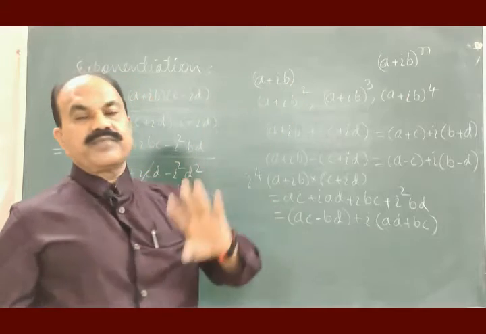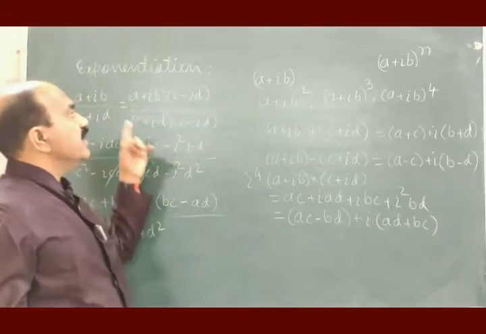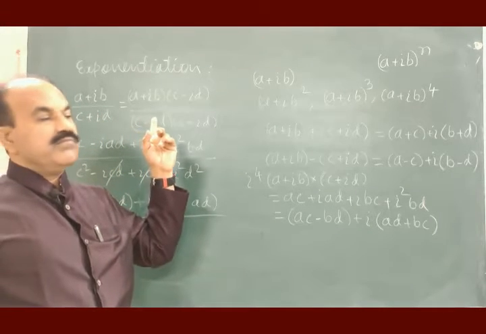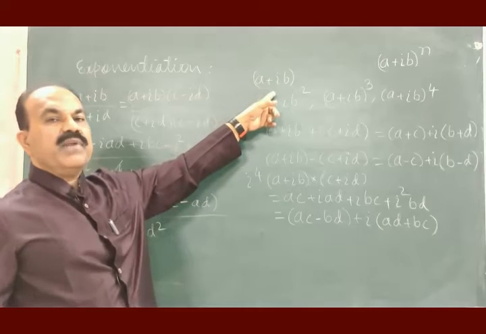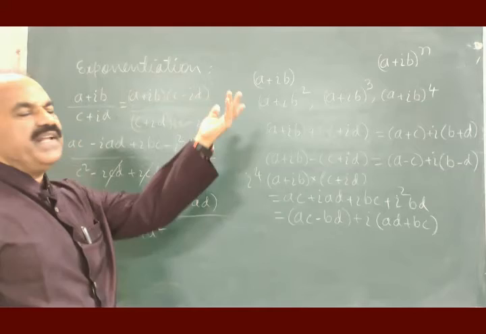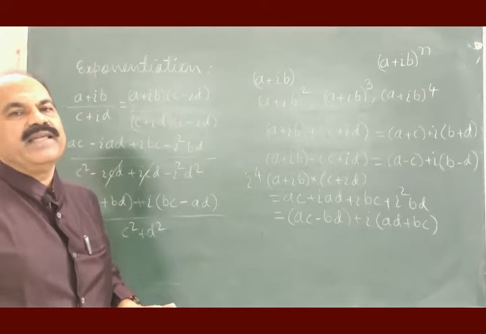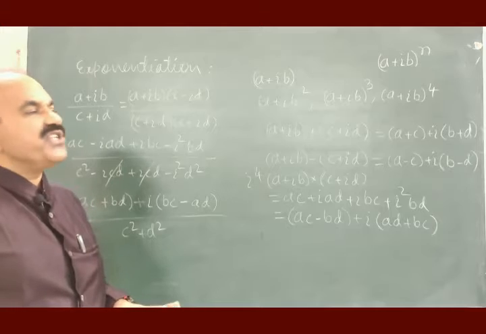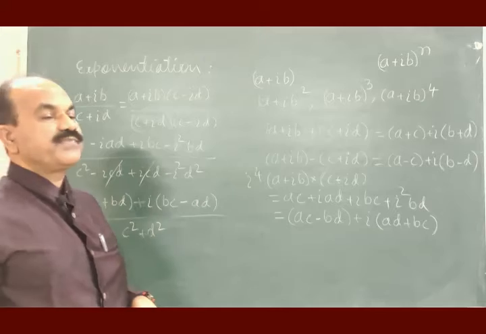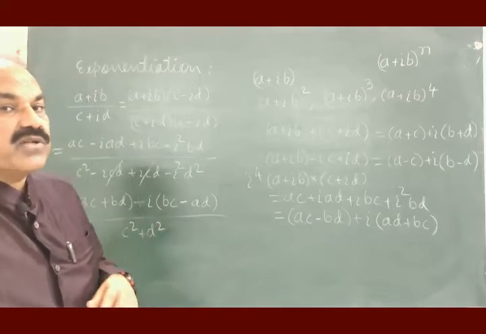This way, we are allowed to do exponentiation of a complex number, provided the complex number is represented in this form and it can be raised to any positive integer. That will give exponentiation of complex number. After that, after exponentiation, what is a complex constant?